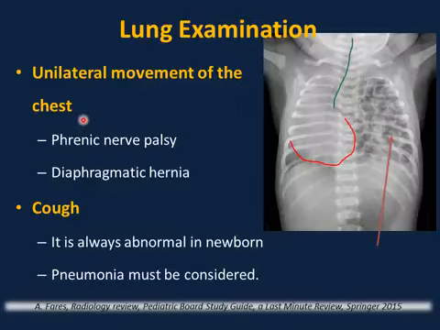Unilateral movement of the chest is abnormal because this can be associated with phrenic nerve palsy, diaphragmatic hernia, or pneumothorax. You need to order a chest X-ray. In this case here you see the bowel and the intestinal loops in the left side of the chest, pushing the structures to the right side. You see here shift of the trachea to the right side and the heart occupying the right side of the chest. This is diaphragmatic hernia. Cough is abnormal in a newborn. If you have a newborn with cough, you need to investigate for pneumonia and reflux aspiration. It is not normal for a newborn to have cough.